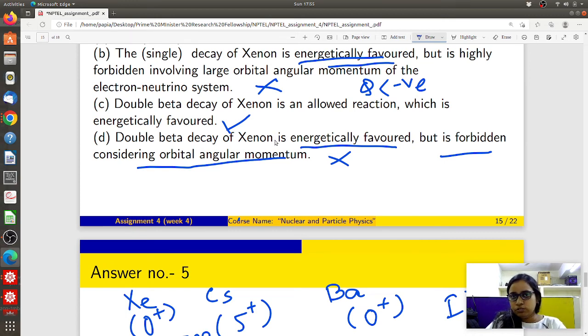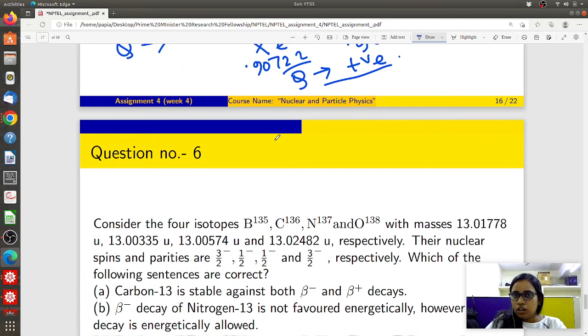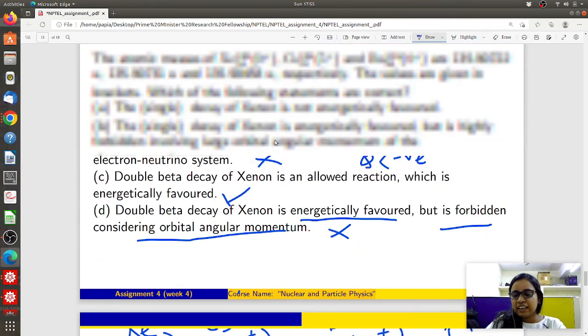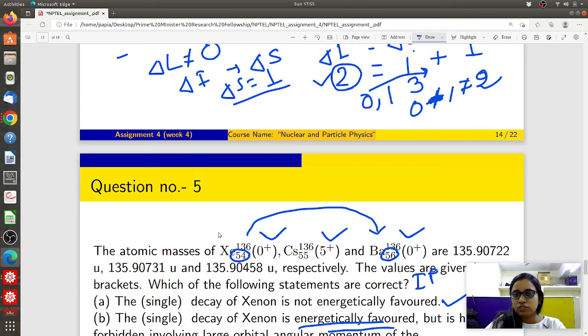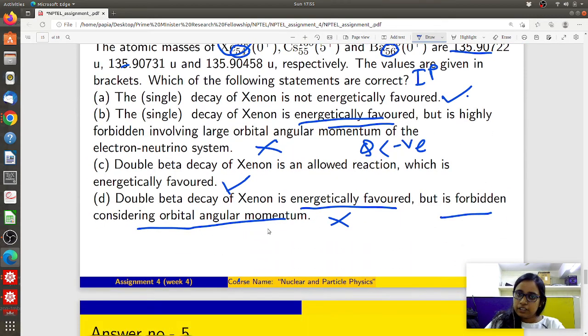I think it's understandable by all of you, but if there is any question, then you can just ask me. Here we were just focusing on the xenon, cesium and barium IP values as well as the mass values. Mass values basically tell us whether it is kinematically favored or not, and the IP values tell us whether the orbital angular momentum concept is correct or not. So I think question number 5 is understandable.